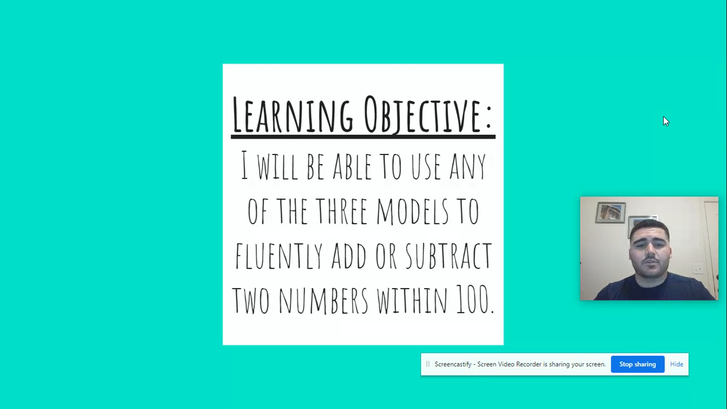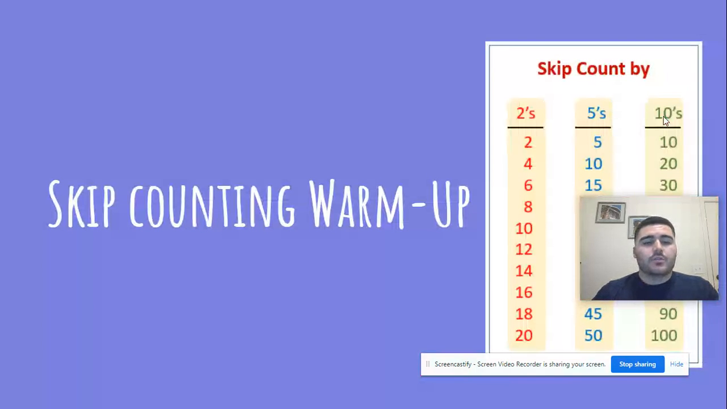The learning objective: students will be able to use any of the three models that they've already learned to fluently add or subtract two numbers within 100. Starting off, students will take out their whiteboards that are incorporated into their math materials, and we will start off with our skip counting. Skip counting will help the students in addition and subtraction.